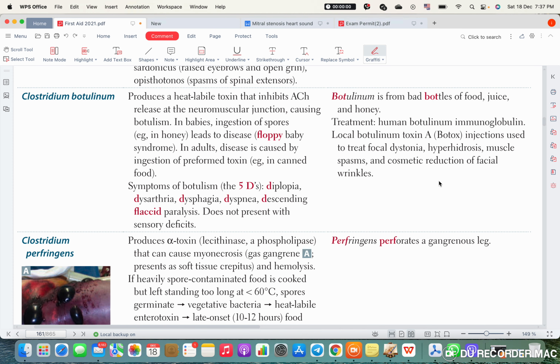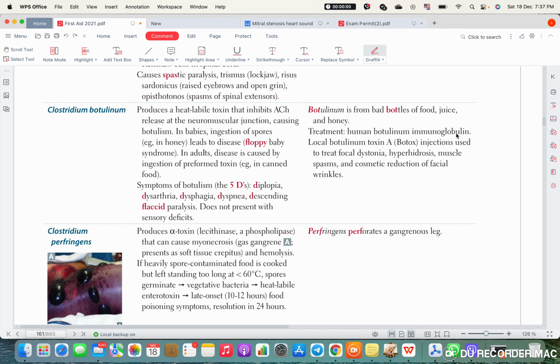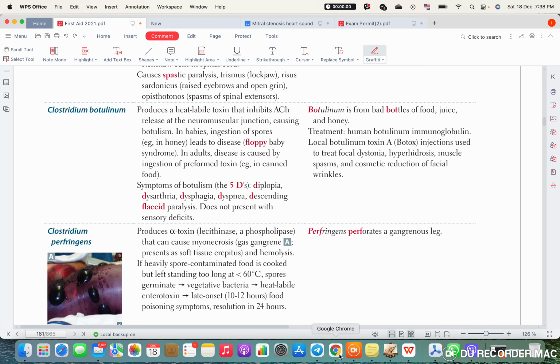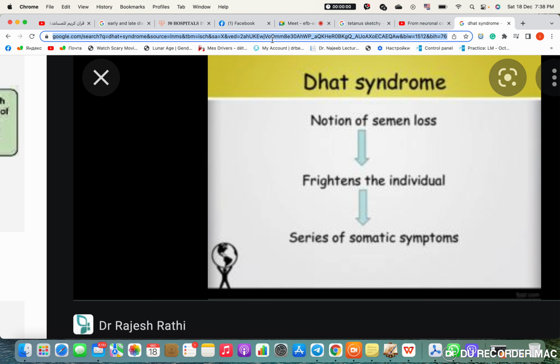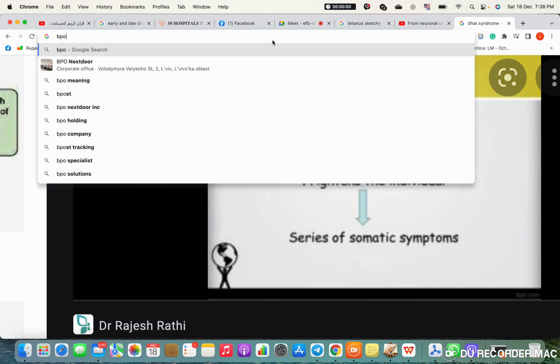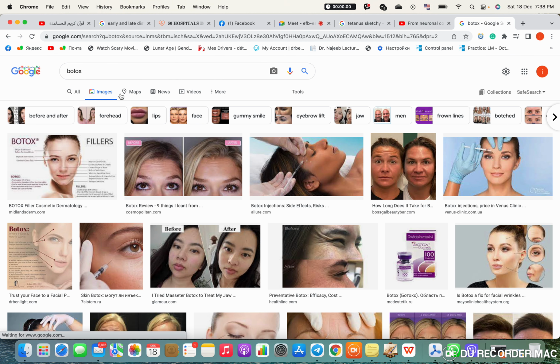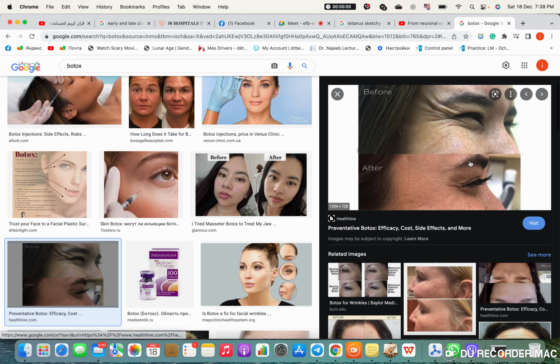So the treatment is human botulism immunoglobulin. So you give this immunoglobulin to the patient. It's like an antitoxin. And local botulinum toxin A. Oh, this is important, guys. Botox. You all know about Botox. So let's speak about Botox. Why does Botox make them look younger? Because it paralyzes the muscles. So see the wrinkles, guys?